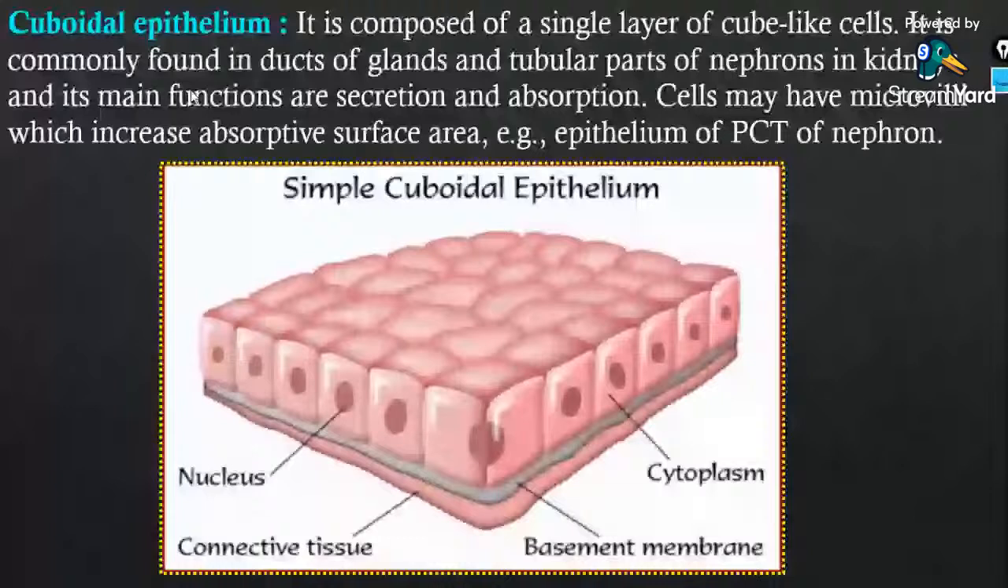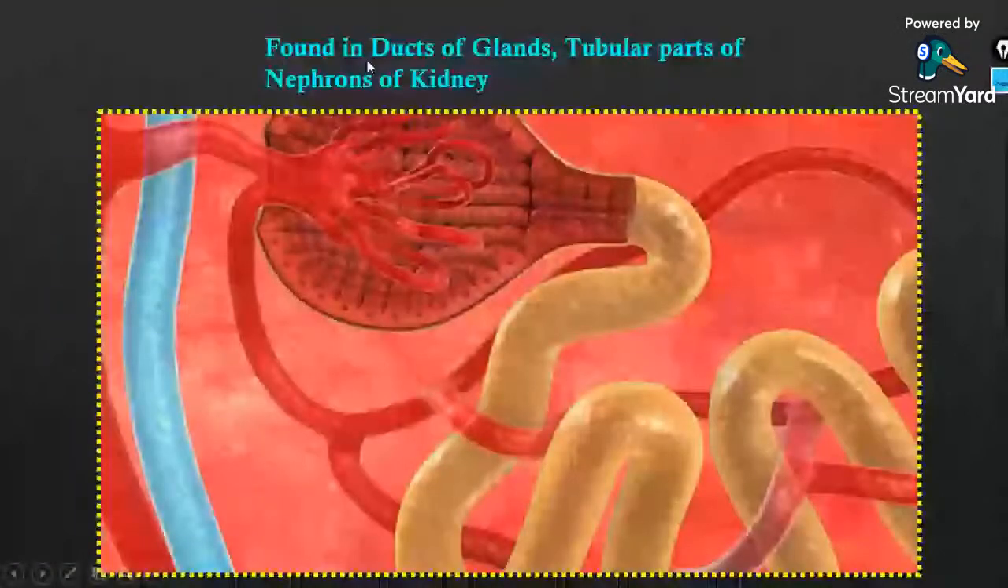So guys, this is the nephron. The cuboidal epithelium is found in the ducts of glands and the tubular parts of the nephrons of the kidney. Next is the columnar epithelium.